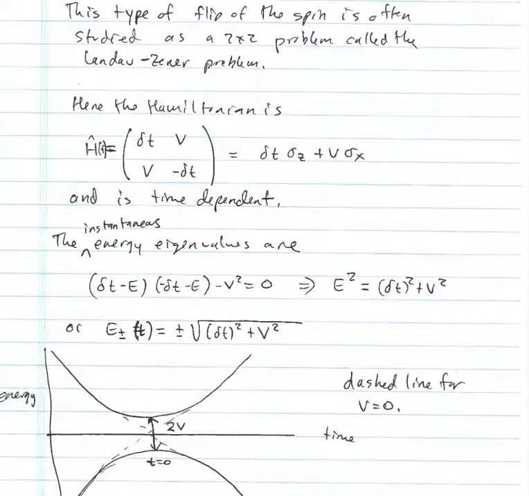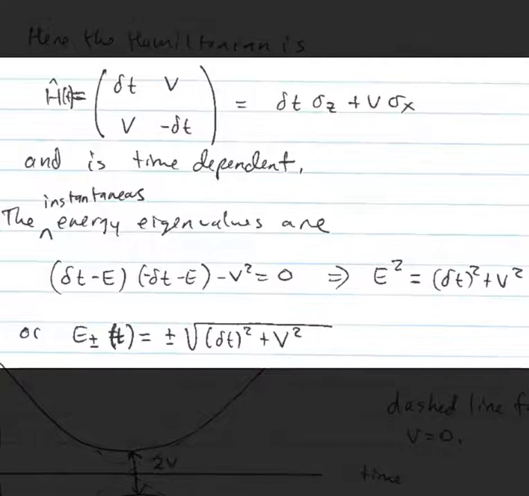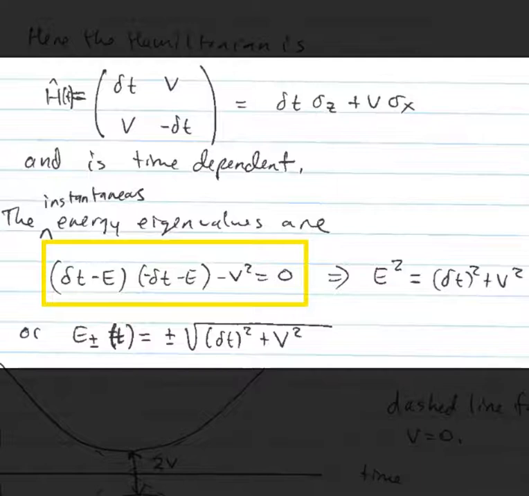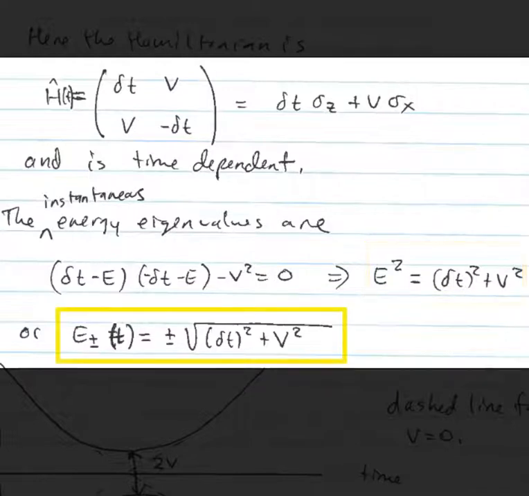Now, this is a simple 2x2 problem. We can very quickly find its instantaneous energy eigenstates. To do that, we first subtract E times the identity matrix and take the determinant. We'll get delta t minus E multiplied by minus delta t minus E, minus v squared. You can immediately multiply out that first set of products. You'll get E squared minus the quantity delta t squared minus v squared. You move the delta t squared and the v squared to the other side. We get E squared is equal to delta t squared plus v squared. Take the square root of that and we get the eigenvalues.